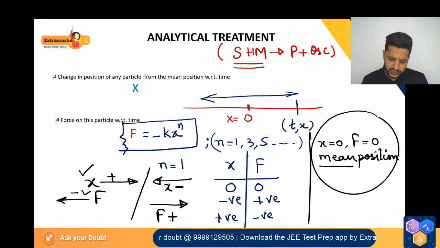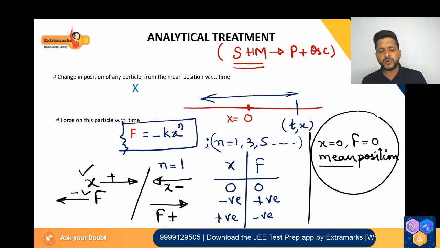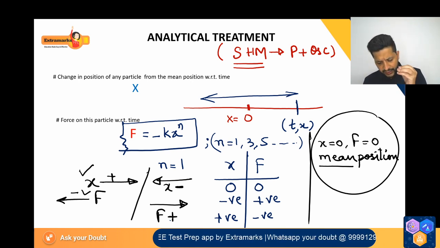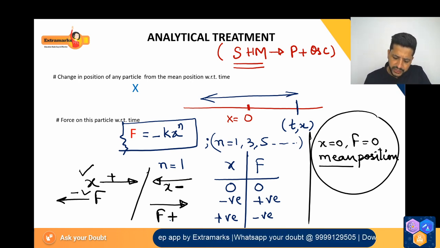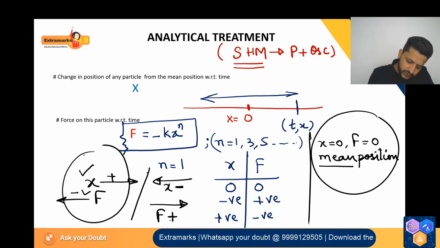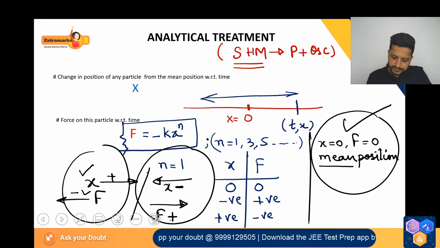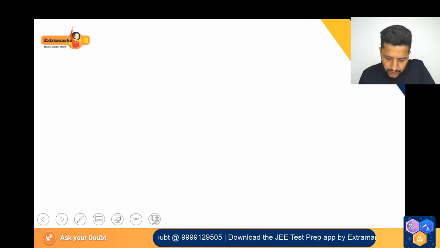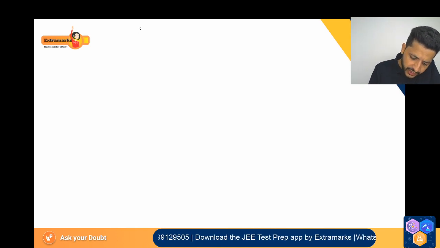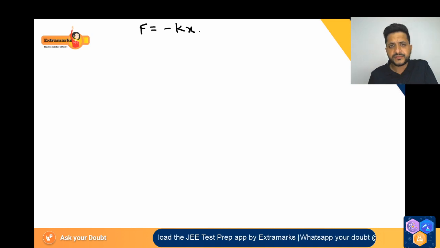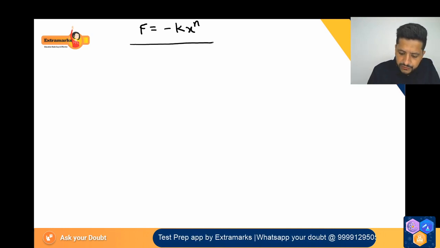We'll learn about this in further discussion, but as of now what we have understood: the oscillation system's equation is F is equal to minus kx raised to the power n, and we keep the value of n as any odd number. We get these three conditions, and this is how we define a particle under oscillation. Fine. Now in this case, F is equal to minus kx raised to the power n. This is our equation for any system which is under oscillation.